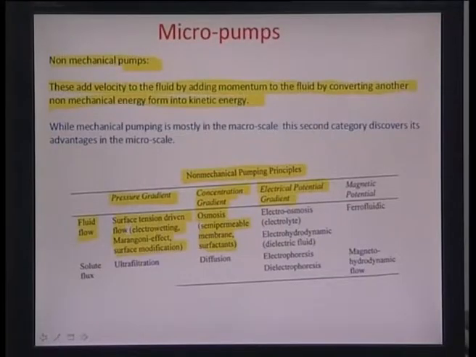There are some other ways and means of non-mechanical pumping. Electrical potential gradient is one of them. So, you have electroosmosis, electrohydrodynamic flows, electrophoresis, dielectrophoresis. These are all mechanisms where an electrical potential gradient would be used for non-mechanical pumping.